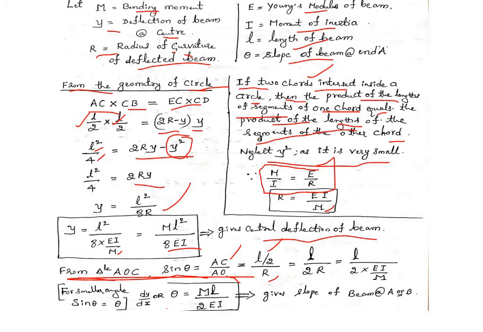Again, sine theta is a small angle, so sine theta is taken as only theta. Theta is also written as dy by dx. Dy by dx and theta are called the slope of the beam at A or B. The final equation of theta is ML by 2EI.